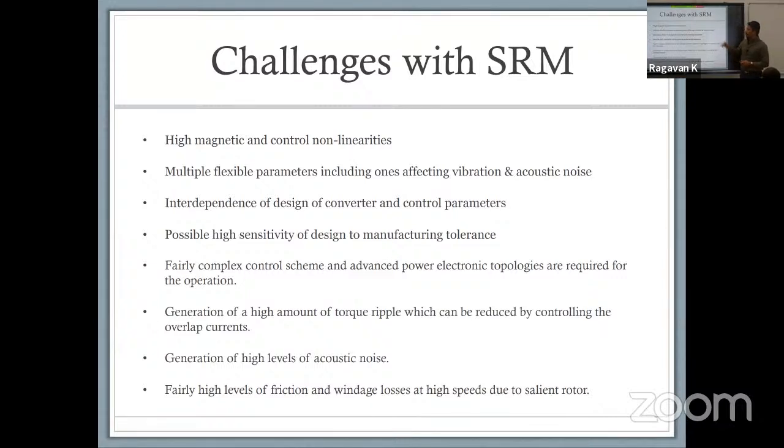You have different variables that affect aspects of vibration and acoustic noise. Because it has a small air gap, it has radial forces that create deformation and cause acoustic noise and vibration to happen. There is an interdependence between the converter and the controller that has to be carefully managed. There is also sensitivity to design and manufacturing tolerance. We had some conversations yesterday about how the motor can be designed, but if you don't have the right amount of clearance, you can have an asymmetry in the motor itself, or you can get to a place where your tolerance is much more than what your air gap requires it to be.